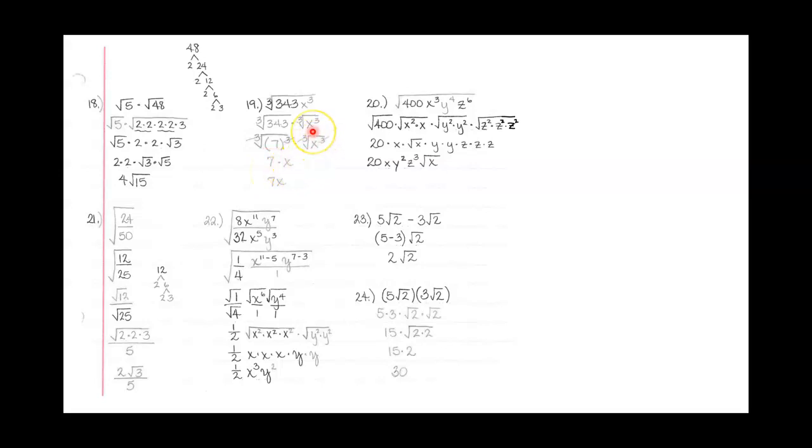All right, same idea over here. Our cube root and our cube are going to cancel each other out, and that would just leave me with x, and so 7x. All right, then for number 20, again, I'm going to break this into smaller pieces just to make it easier to work with. So I'm going to take my coefficient, and then I'm going to put my x cubed. I'm going to write that as x squared times x. Y to the 4th, I'm going to write it as y squared times y squared.